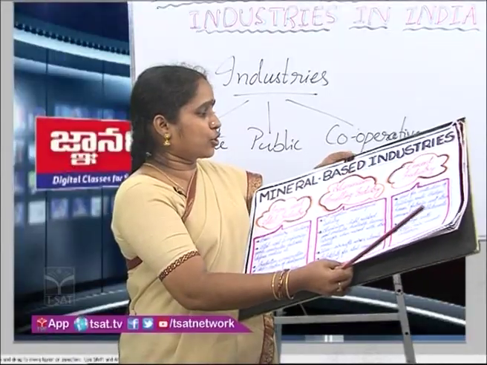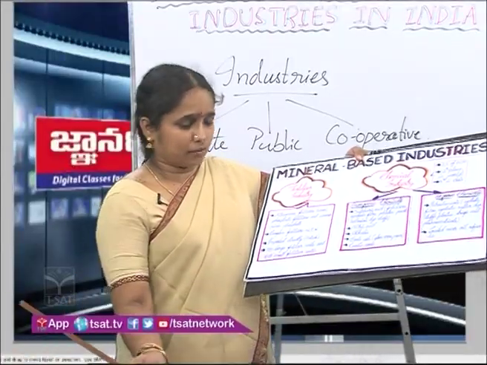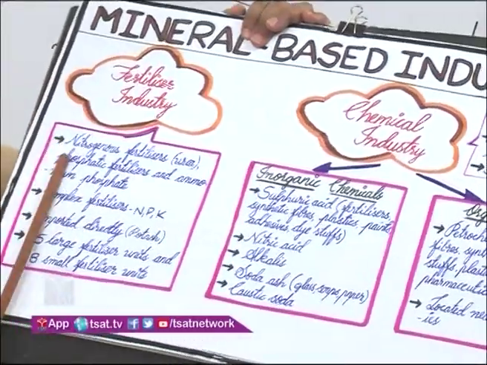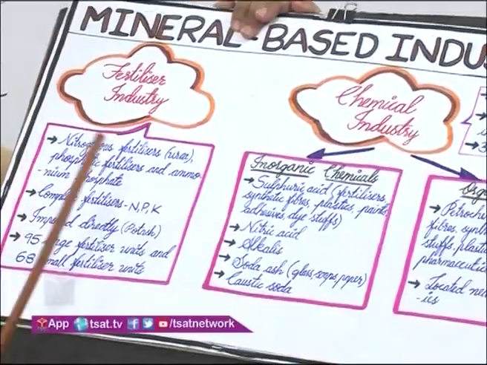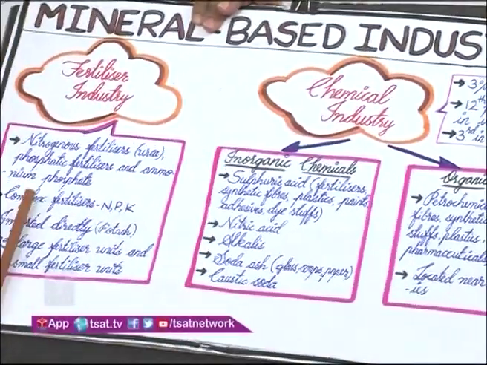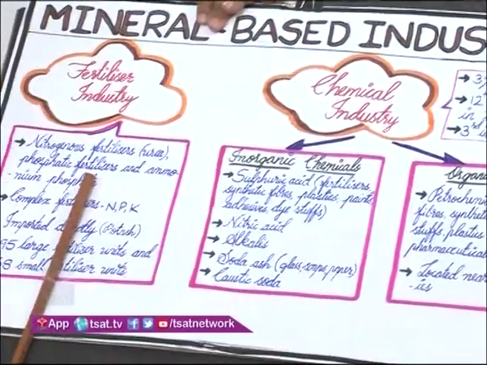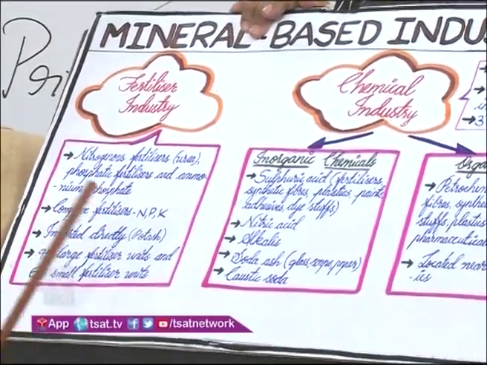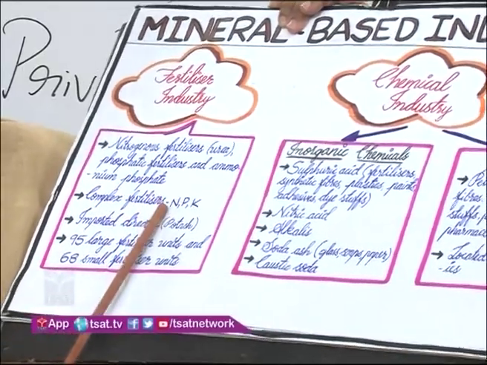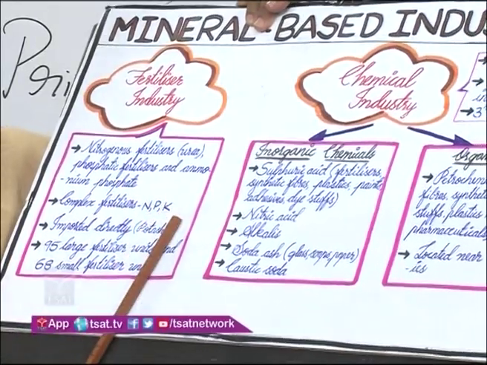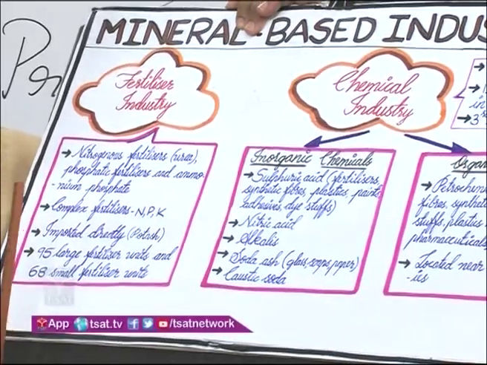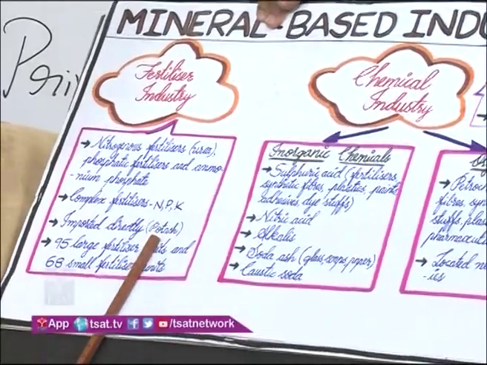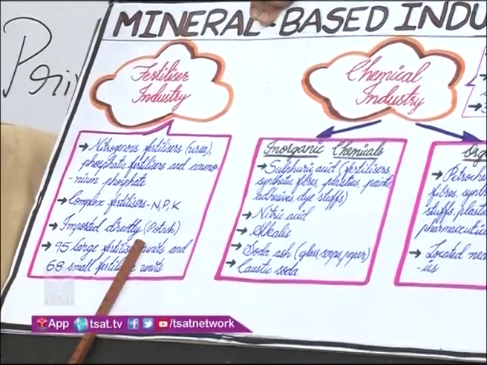Let us look at 2 more mineral based industries. The next one is the fertilizer industry. Nitrogenous fertilizers, phosphatic fertilizers and ammonium phosphates are the major fertilizers produced through the fertilizer industry, and complex fertilizers are also made with the help of nitrogen, phosphorus and potassium. There is an important point to note here that we don't have any potassium or potash reserves in our country, so we import potash from other countries.